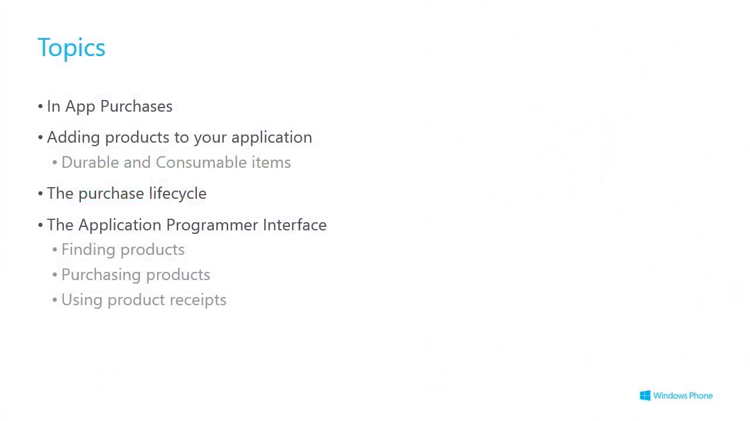So what we're going to talk about is what kind of things you can offer for in-app purchase, the kind of products that you offer, which are these two types, durables and consumables. I'll explain what they are. The actual whole purchase life cycle and how you program your application to work with in-app purchase.